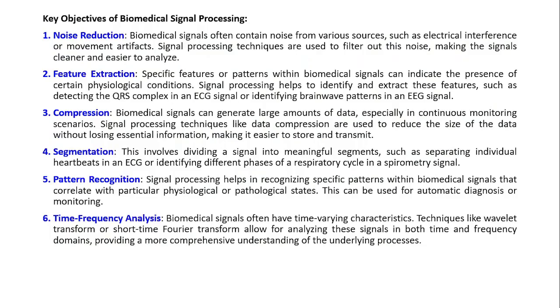Okay. Now, key objectives of biomedical signal processing. First one is noise reduction, through the use of filtering techniques, then feature extraction. It is basically the information that is hidden within the signals, so we want to extract that information. Then compression, segmentation, okay, then pattern recognition, and then time frequency analysis. Okay, so these are the key objectives of any biomedical signal processing technique.